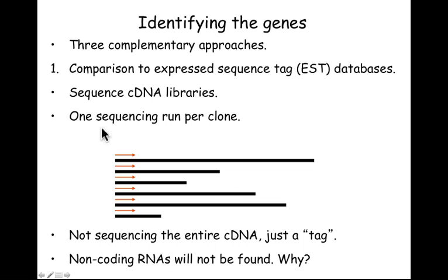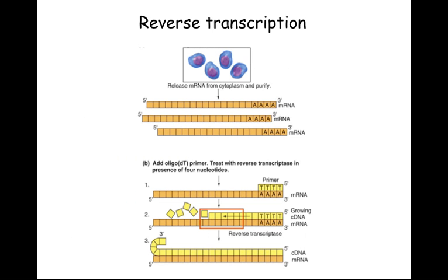So one of the limitations of this sort of approach is that you typically will not get non-coding RNAs this way. This is very good for getting messenger RNAs, but not non-coding RNAs. So why would that be? Well, it comes down to a quirk in how these libraries are made.